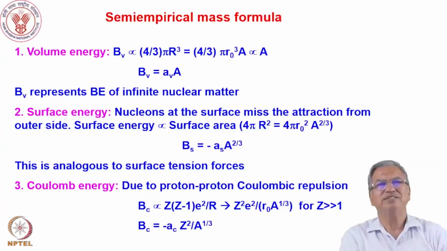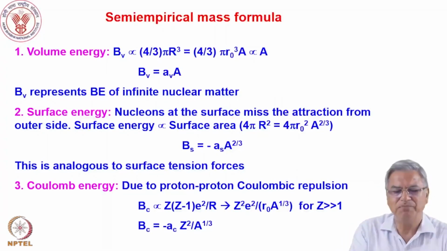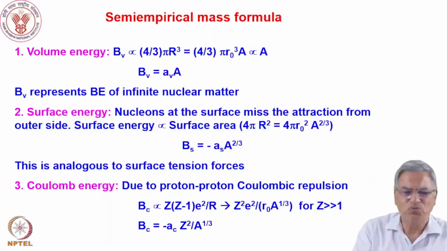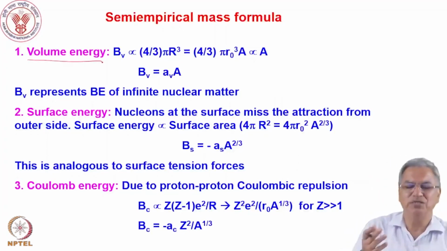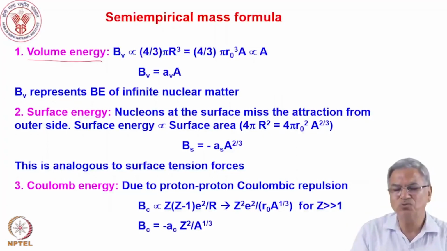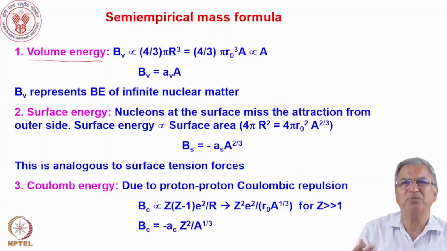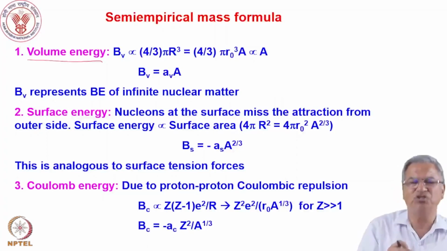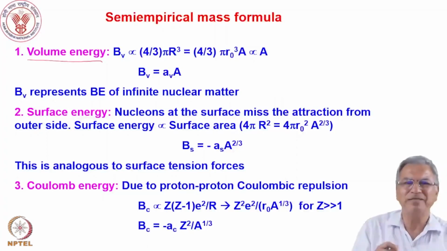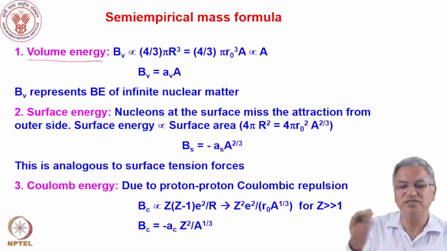So let us see how to construct the semi-empirical mass formula. We know that the mass of the nucleus is proportional to the mass number, because the mass number is nothing but the proton number plus the neutron number. So the mass is very close to the mass number. There is a slight difference between the actual mass and the mass number. And the binding energy is the energy released when the nucleons combine to form the nucleus.